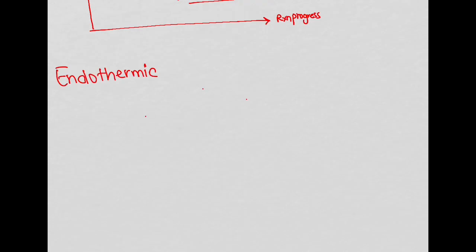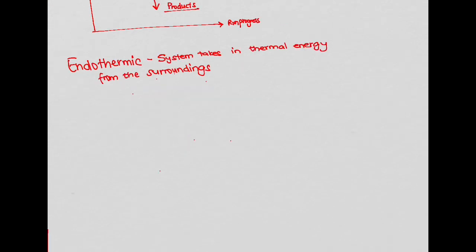Now for an endothermic reaction, you have energy which is absorbed, energy taken in, for example, photosynthesis. So an endothermic reaction takes in thermal energy from the surroundings. Because it's taking energy from the surroundings, the temperature of the surroundings will decrease, and because the system takes in energy, the energy of the system is going to increase.